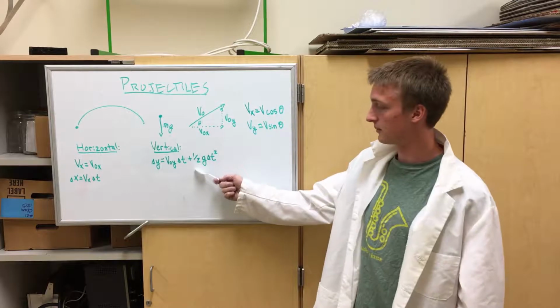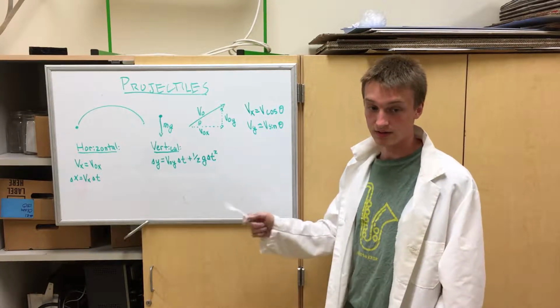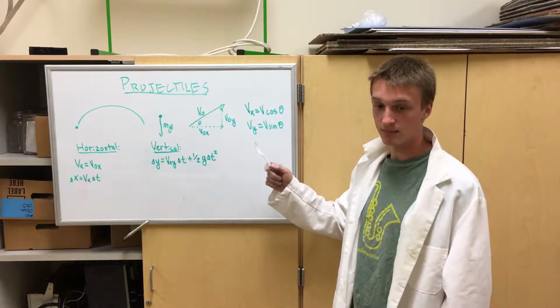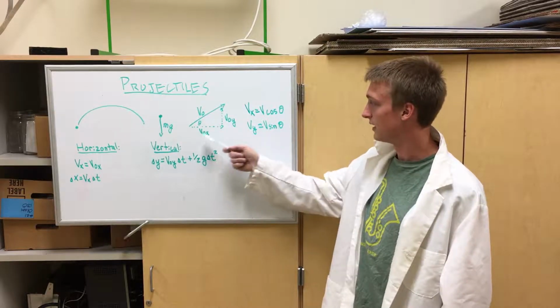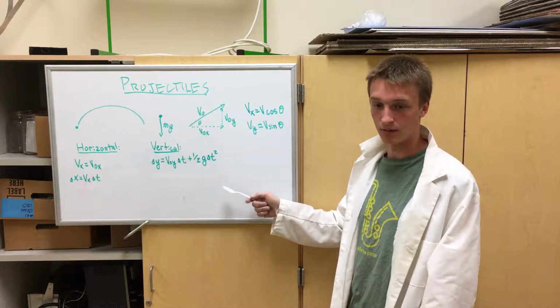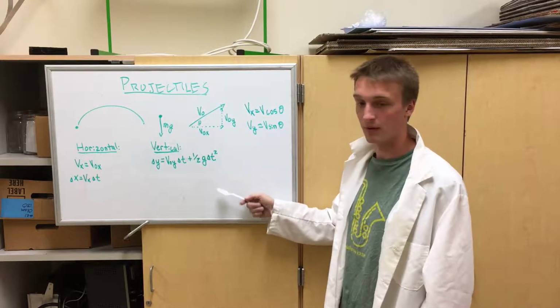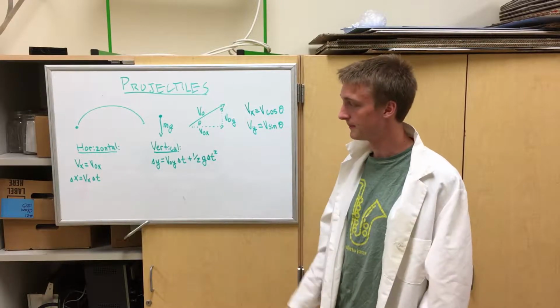The vertical motion determines how long the object is in the air. So, as long as we know the initial position, the initial velocity, and the angle between the velocity and the horizontal, we can calculate everything we want to know about the object's motion.